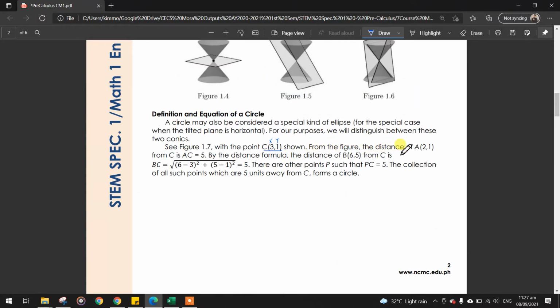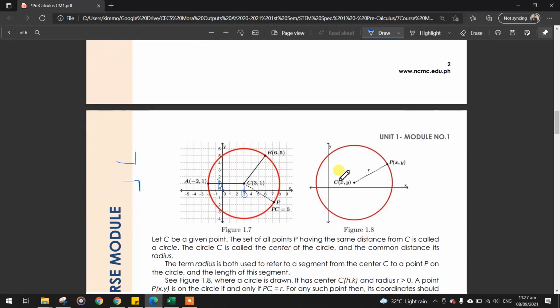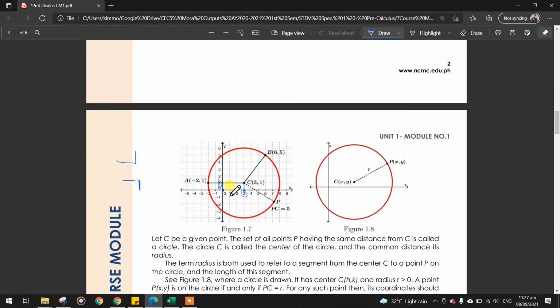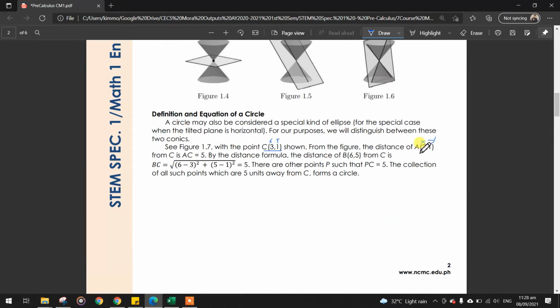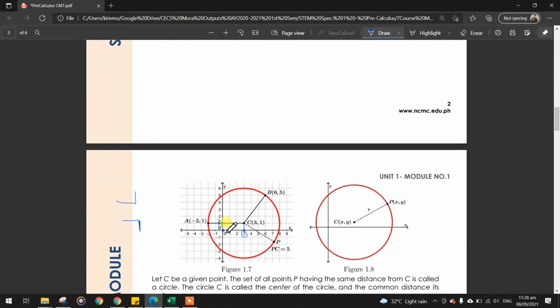So from the figure, the distance of A, which is located at 2, 1. So again, this is our x and this is our y. I'm sorry, this is negative 2 diay. A is (-2, 1). So negative 2 nga x. So this is again our origin. So negative 2 going to our left. This is negative 1, negative 2. Then positive 1 nga y. So mao ni siya nga point. So this is our point A. Okay?